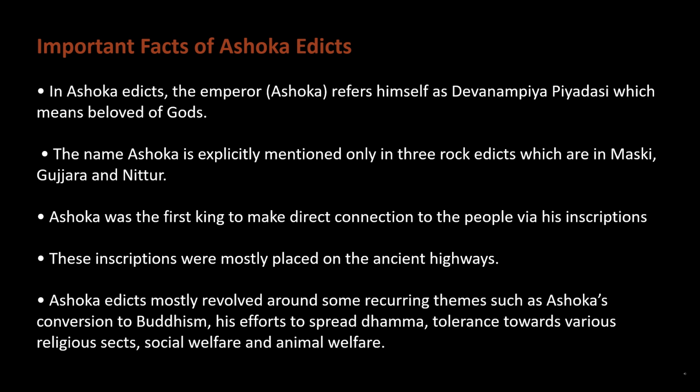Ashoka edicts mostly revolved around some recurring themes such as Ashoka's conversion to Buddhism, his efforts to spread Dhamma, tolerance towards various religious sects, social welfare and animal welfare.